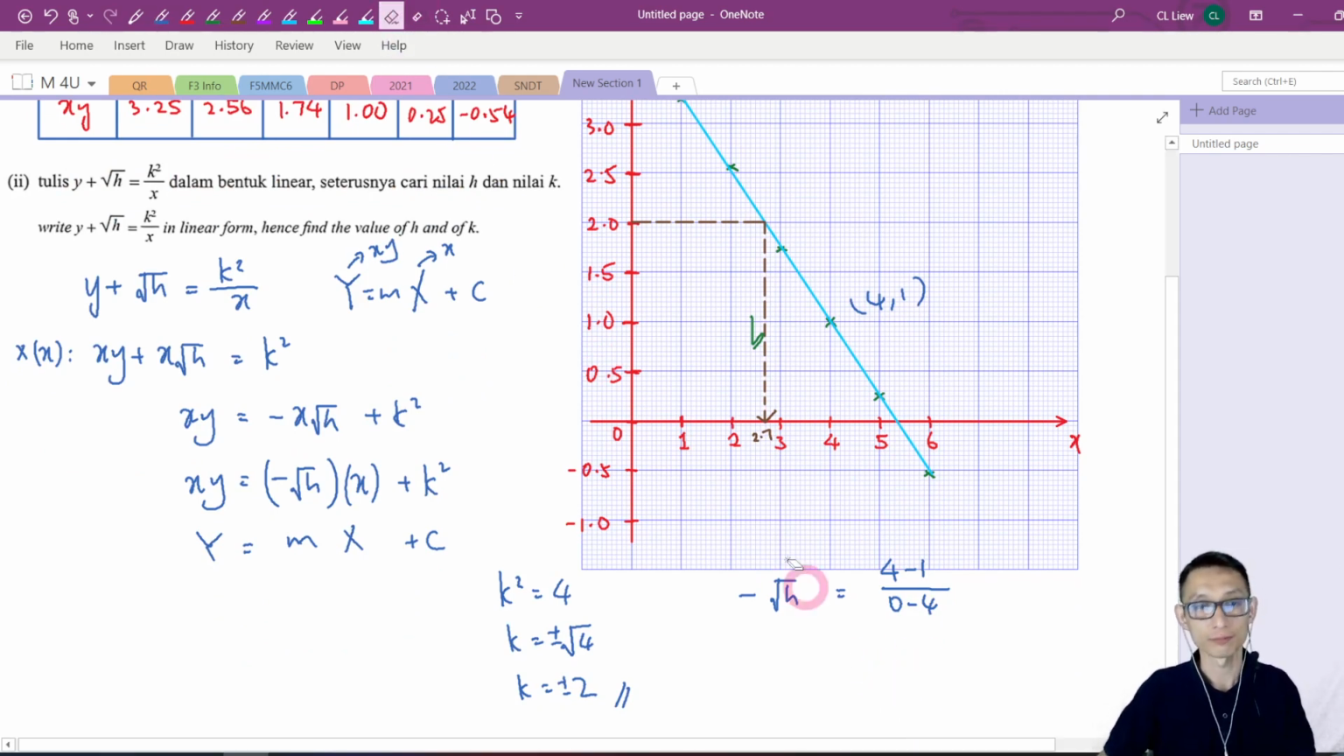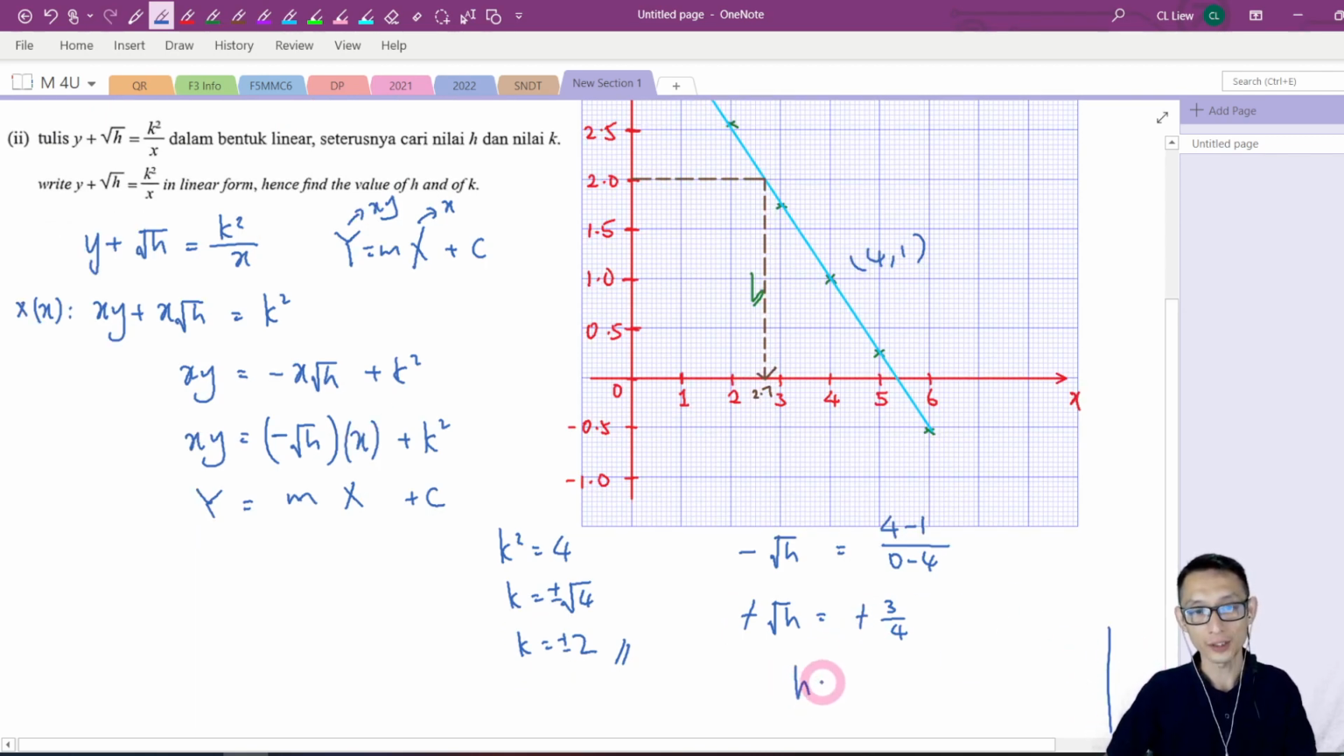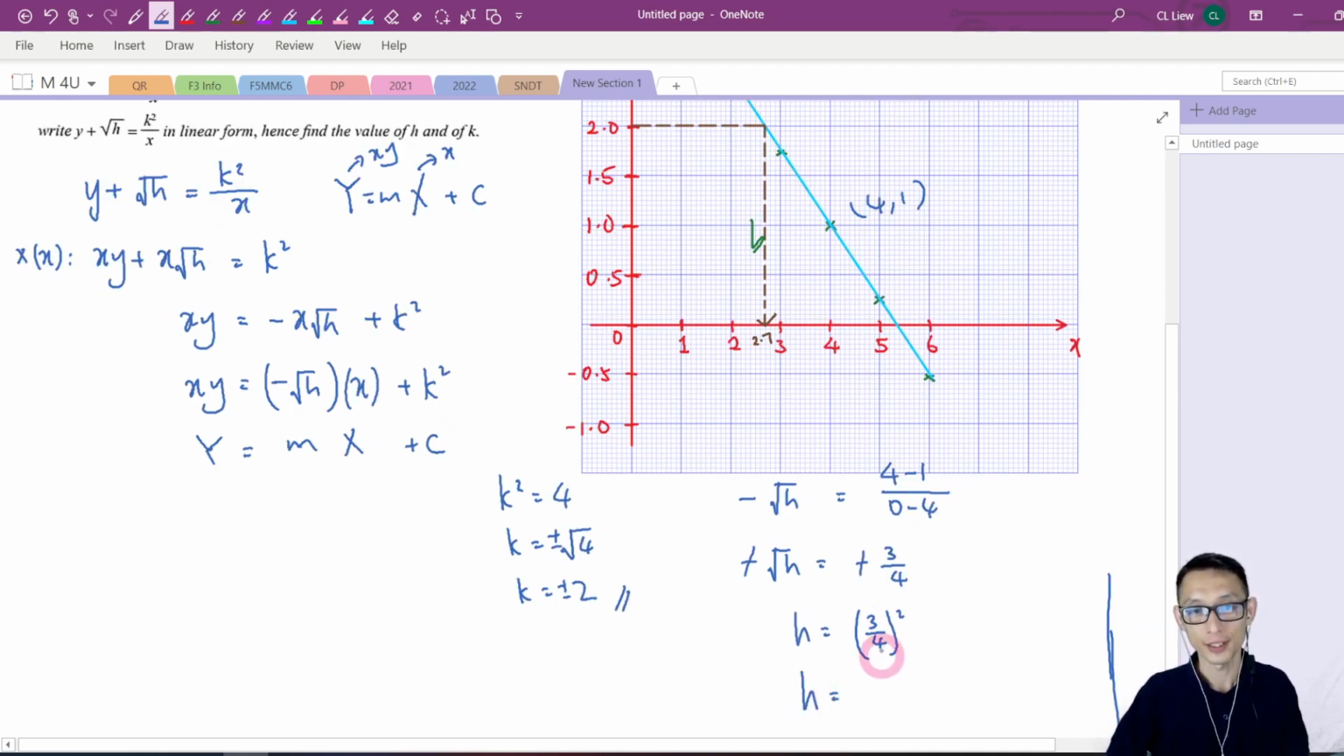Okay, so this is negative 3 over 4. Okay, you can cancel out the negative sign. So h is equal to 3 over 4 squared, because this is a square root, right? So we square both sides so that the sign of the square root will disappear. So 3 squared is equal to 9 and 4 squared is equal to 16. So this is the value of h.